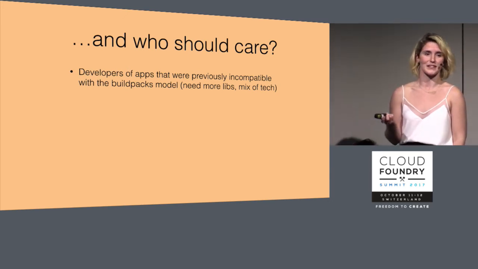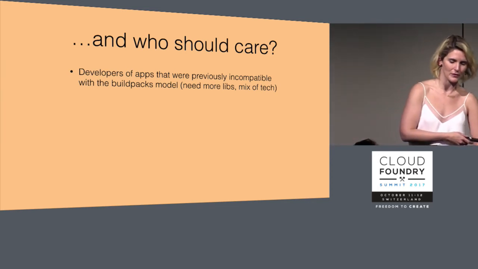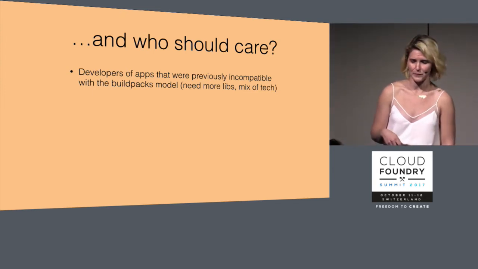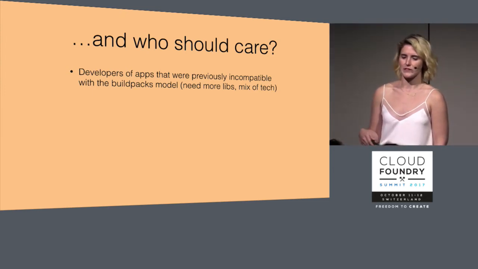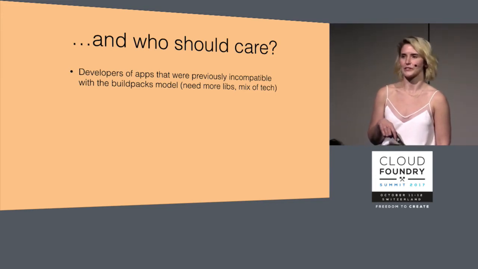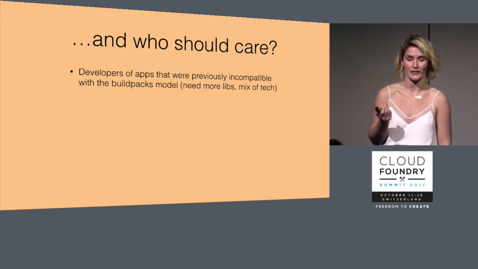There's a really big problem with that, because it means you don't get to benefit from the whole buildpack structure. You don't get to benefit from our upgrades. You don't get to benefit from the security patches, and you don't get to benefit from the improvements we have. So just because you need a mixture of other libraries or other tech, it's a shame that that requires you to fork or to push an image. And now you don't have to.